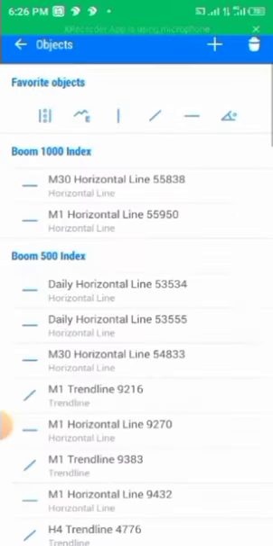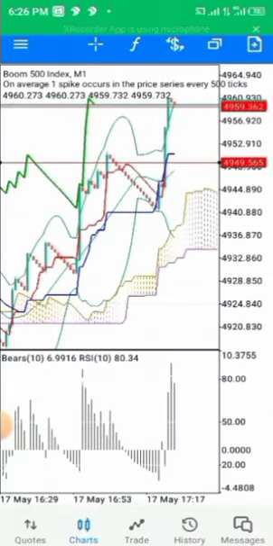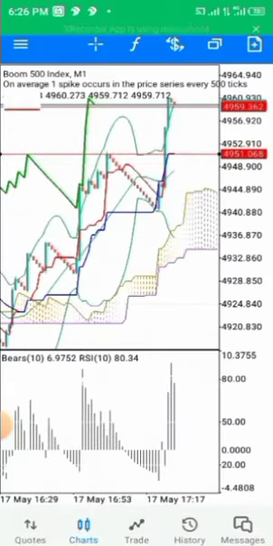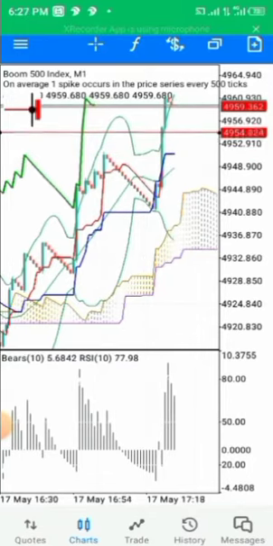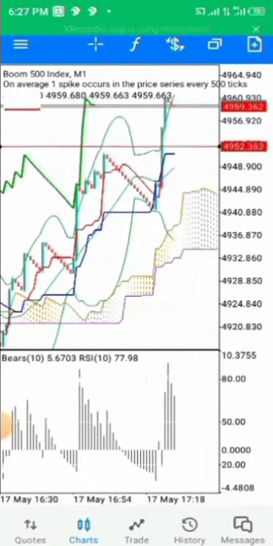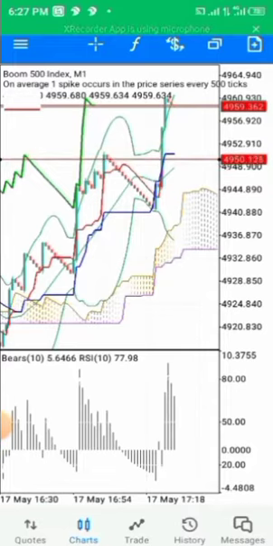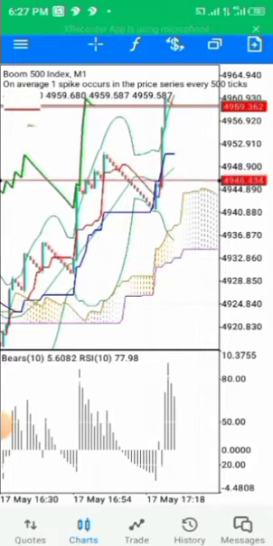So the first thing I'm going to do right now is draw a trend line where I'm expecting to catch these spikes, because definitely we must catch spikes. That is how we make money. So I'm putting my trend line there.